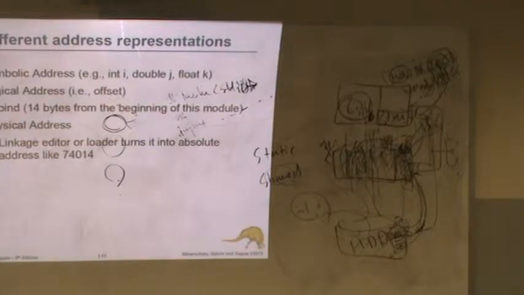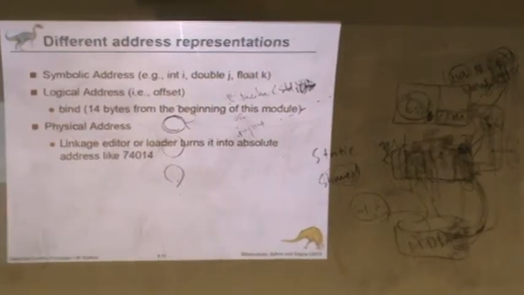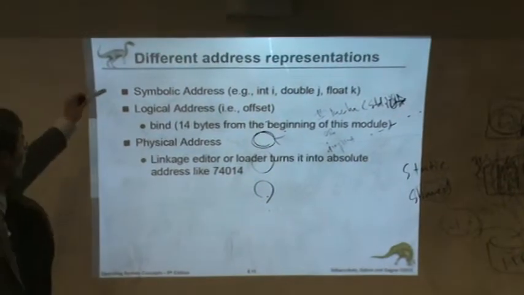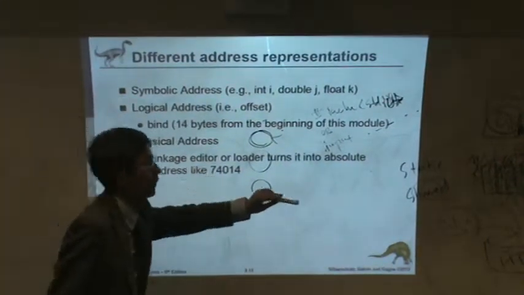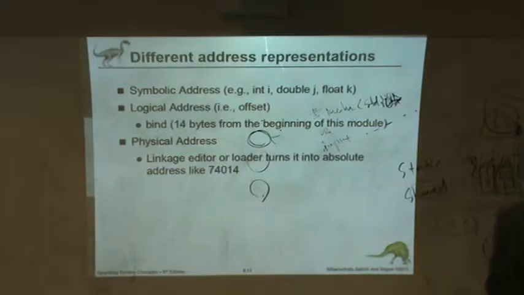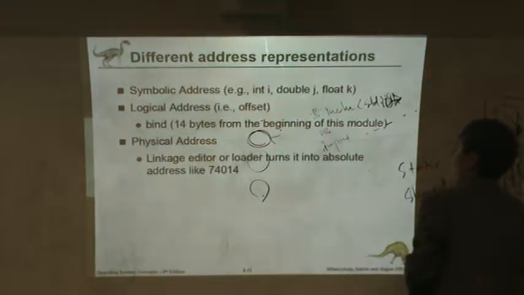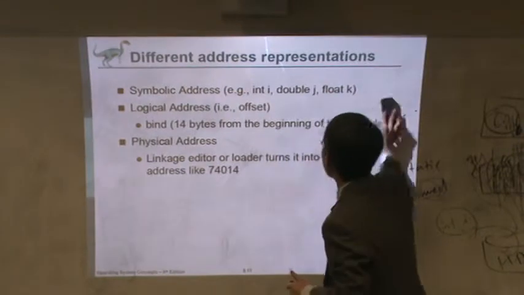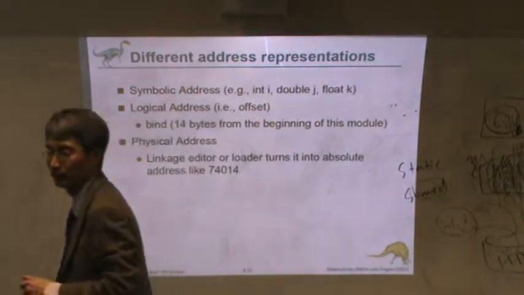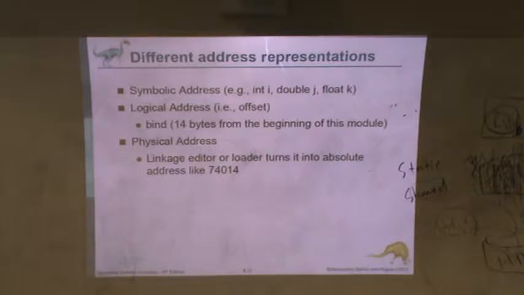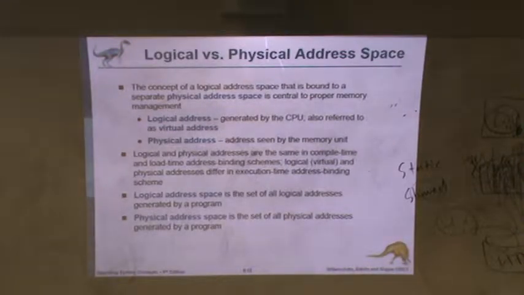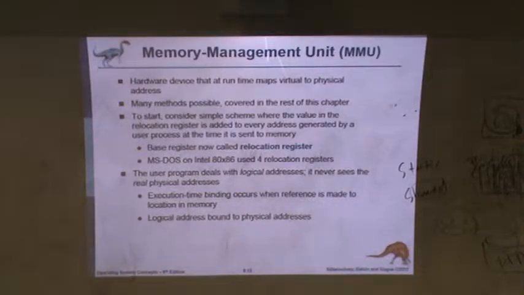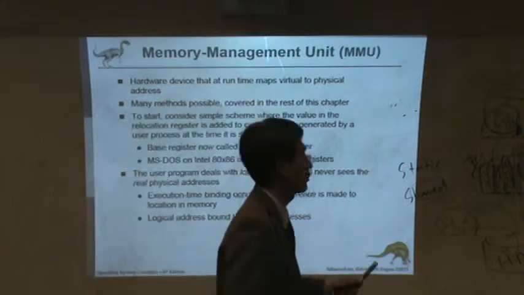So this one shows the different types of addresses for the memory. We already saw the symbolic address. And the logical address is the offset, how far from the beginning of the process. Then finally it will be the absolute address by considering the base register, base address. Sometimes it will take time to convert such a logical address to the absolute address.